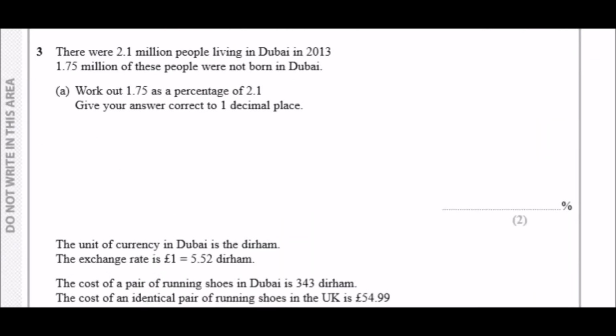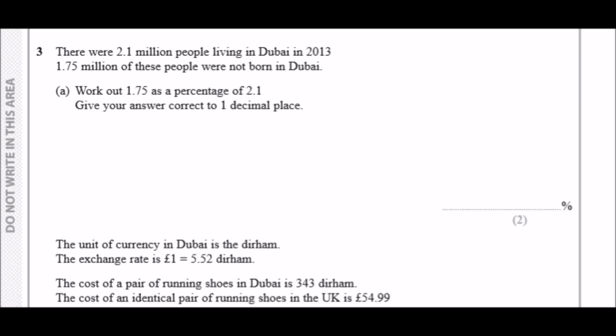Okay, moving on. Question 3. Let me get back my other pens. So, there were 2.1 million people living in Dubai in 2013. 1.75 million of these people were not born in Dubai. So it goes to show Dubai is a really hot place for expats, isn't it? Work out 1.75 as a percentage of 2.1.